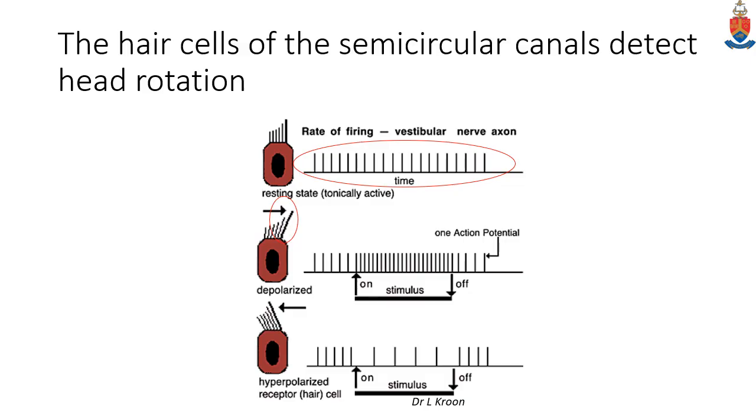When the cilia bend towards the large kinocilium, that tells the nerve to fire faster. And when the cilia bend away from the kinocilium, it will tell the nerve to fire slower. And therefore, when you move your head rotationally from right to left or vice versa, you get an increased firing or a decrease in firing pattern.